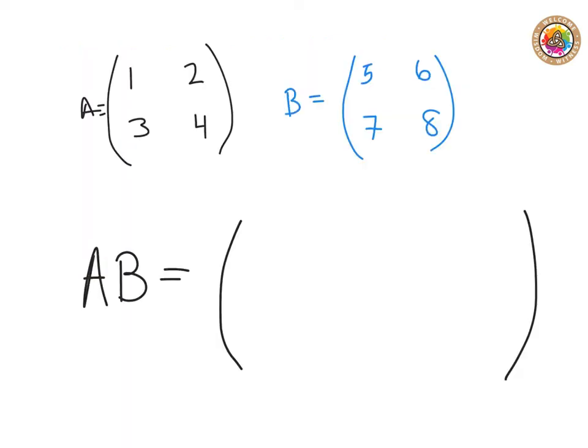So as we said, we multiply row by column. In the first case, we have this row multiplied by this column, and that's going to give me the first position. So here I will have 1 multiplied by its corresponding element, 5. And then we add the second element of that first row, which is 2, multiplied by the second element of that first column, which is 7.